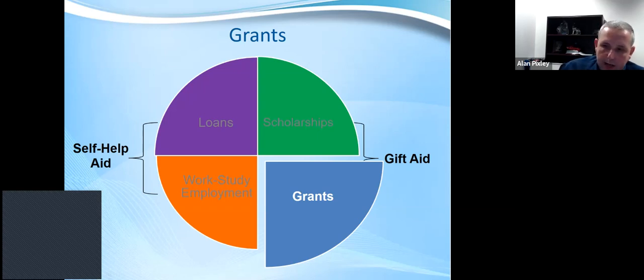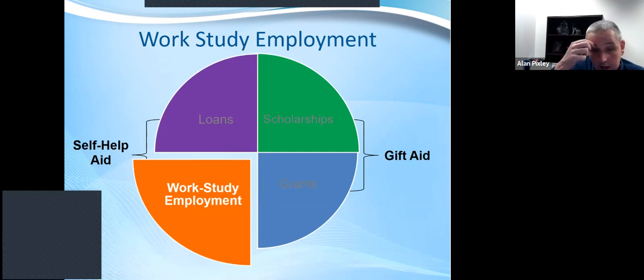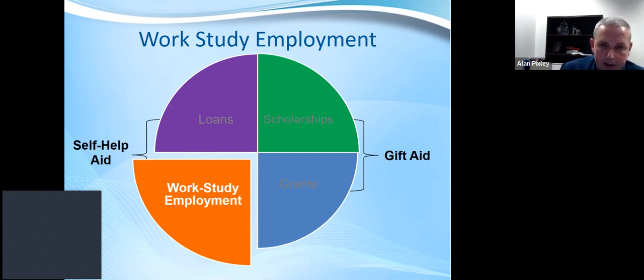Then the work study employment category. I know at Collin we pay $11 an hour to our work study students. It allows them to gain valuable experience, maybe in an office setting or a computer lab setting or a science lab setting, be able to make a little bit of money and have the convenience of being on the campus where they're going to school.